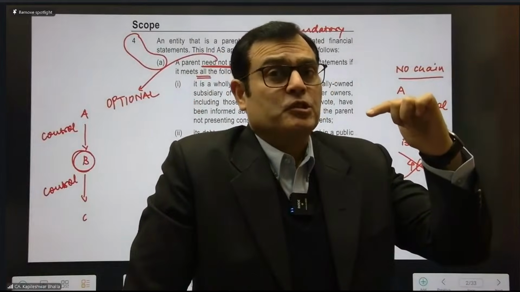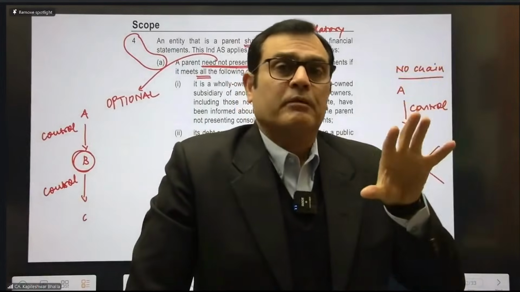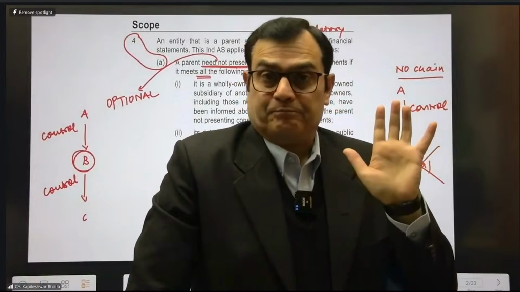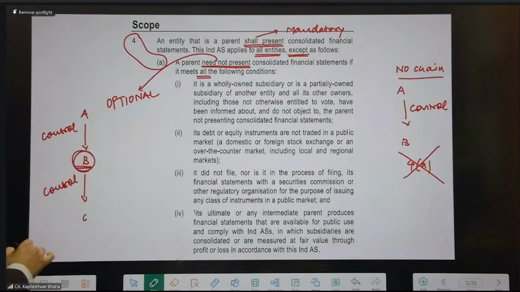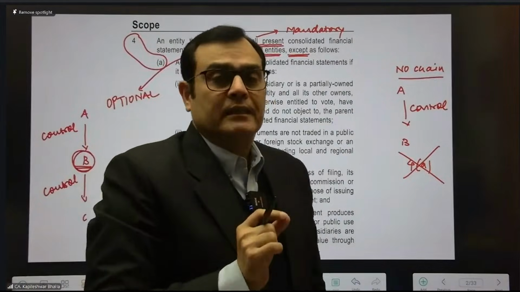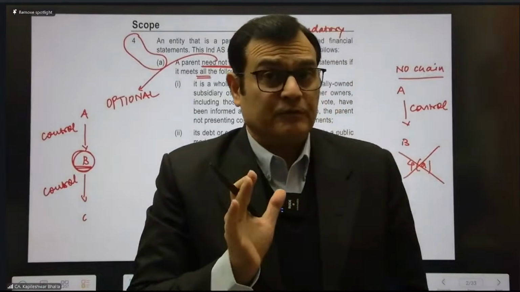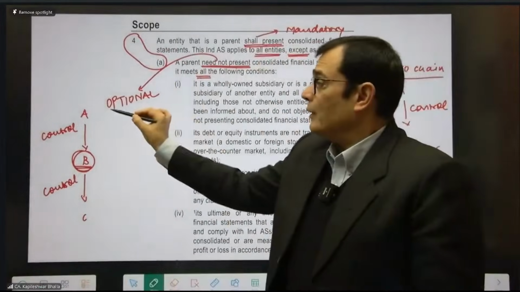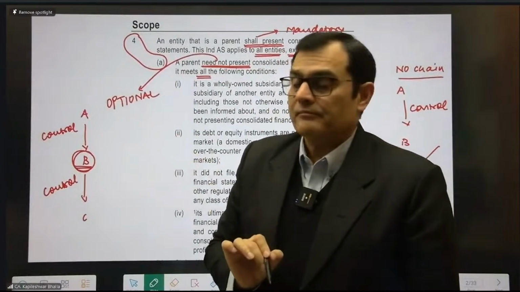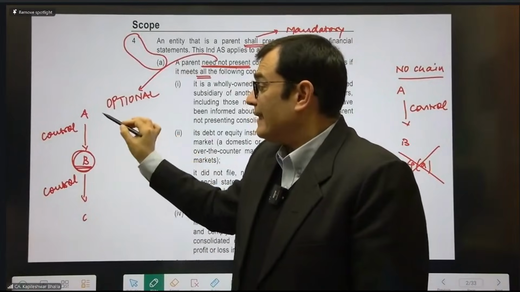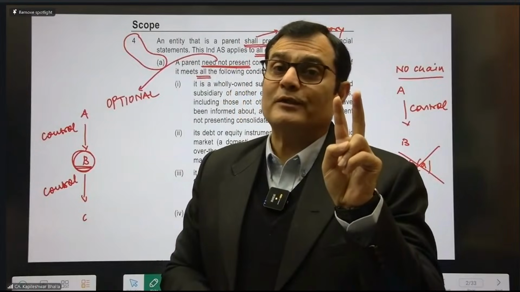Now the chain may not be small. It could be A, B, C, D. It could be A, B, C, D, E. But for understanding, let's keep the chain A, B, C. So the focus in terms of para 4A is on this middle company. When you're looking at giving a choice of consolidation, B is going to be given a choice. Now first, before we read para number 4A, when A gets control over B, then A is required to consolidate B. When B gets control over C, A is required to consolidate B as well as C. And B is also required to consolidate C.